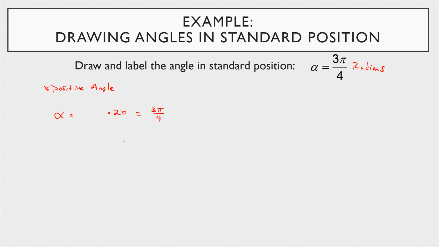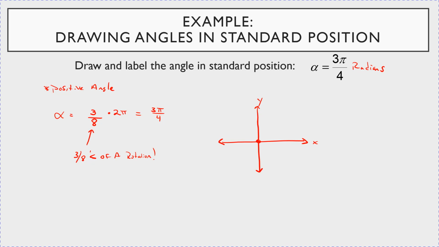What do you have to multiply 2 pi by to get 3 pi over 4? You would actually multiply it by 3/8. So this tells me that this angle is 3/8 of a rotation. Okay, so here's X, here's Y.